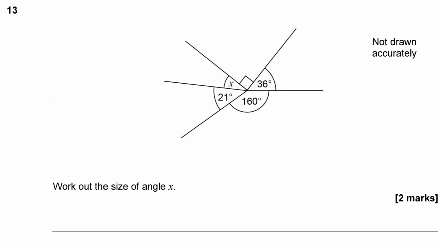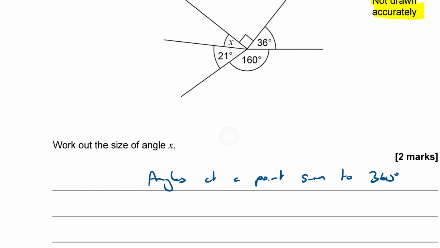Question 13. Work out the size of angle X. Now this is not drawn accurately, so we can't just measure it. We're going to have to use the fact that angles at a point sum to 360 degrees. That means if I add all those angles up, I'm going to get 360 degrees. So what have I got then? I've got 21, I've got 160, I've got 36, and I've got that square, which you'll remember is 90 degrees, so don't forget that one. And then I've got my X on the end. And if I add all those up, it should be 360 degrees.